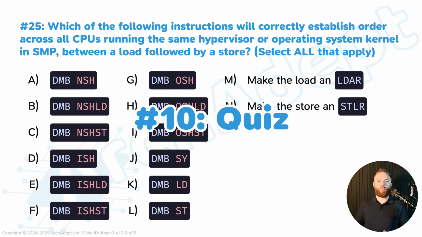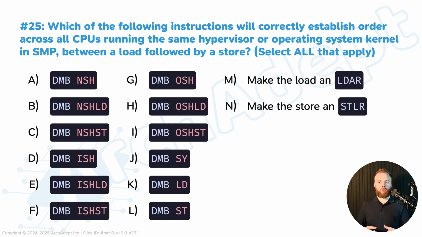Next question. Which of the following instructions will correctly establish order across all CPUs running the same hypervisor or operating system kernel between a load followed by a store? Answer in 5, 4, 3, 2, 1. Well, firstly, we know that all CPUs running the same hypervisor or operating system kernel in SMP are expected to be members of the same inner shareable domain, so we can rule out any of the non-shareable variants here.